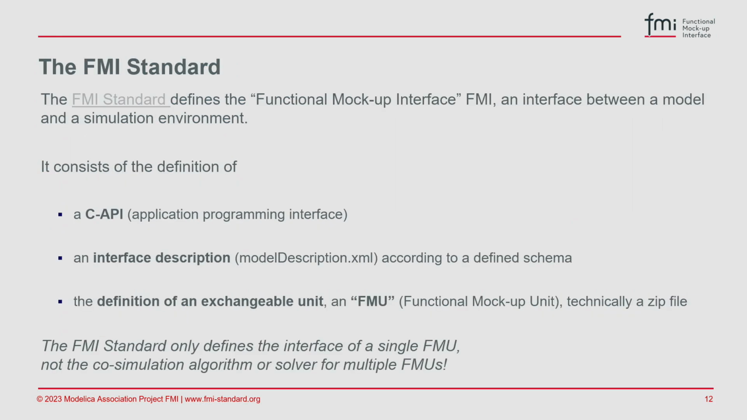Now, we said that the FMI standard defines the interface, and this is reflected in the C API. So we have an API so that from the outside, for example, the importing tool can set a variable or get a value or trigger a computation step, and for that we have an API defined. We have an interface description in an XML file where you define, for example, that this model has certain inputs, certain outputs, certain parameters.